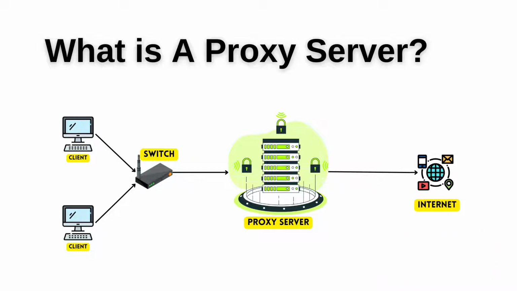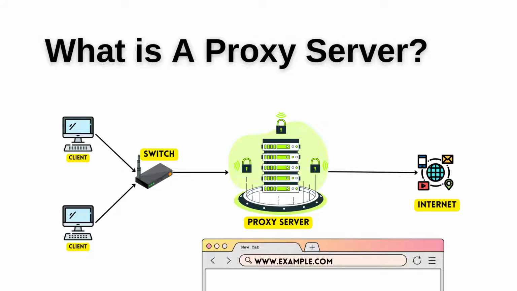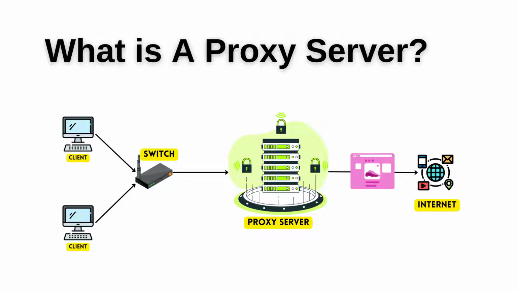A proxy server is an intermediate server that acts as a gateway between a user's device and the Internet. When you connect to the Internet through a proxy server, your requests are first sent to the proxy server, which then forwards those requests to the target server. The target server responds to the proxy server, and the proxy server, in turn, sends the response back to your device. Here are the key functions and aspects of a proxy server.